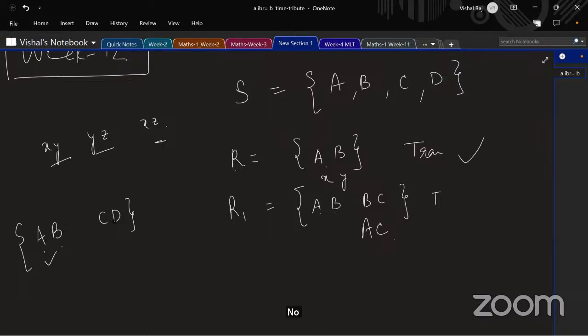For CD, is there any element that starts with D? Because for us, it is XY. Anything starts with D? No. So for this also, it's passive. So it's a transitive relation. Okay.